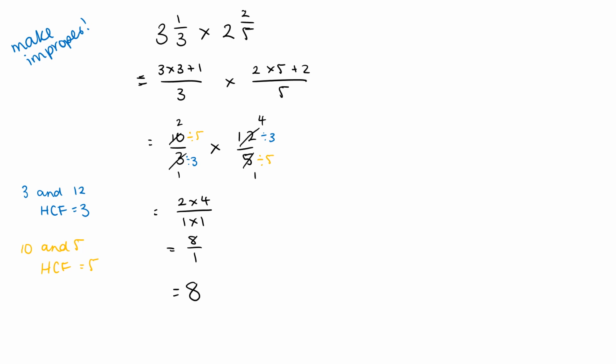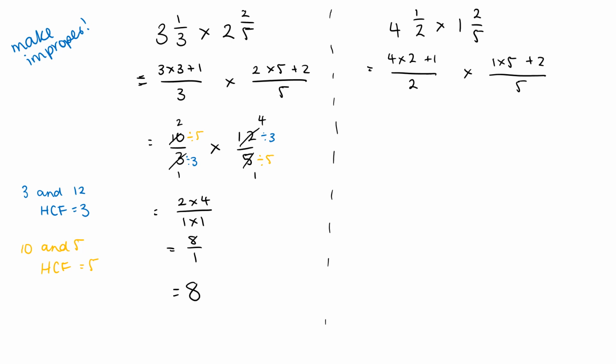Now, feel free to pause for the next one, but I will also walk through it, okay? Now, step number 1, make them improper, all right? I'm going to take 4 times 2 plus 1 for my numerator, and then for this second one, it'll be 1 times 5 plus 2 over 5. So now I end up with 9 over 2 times 7 over 5.